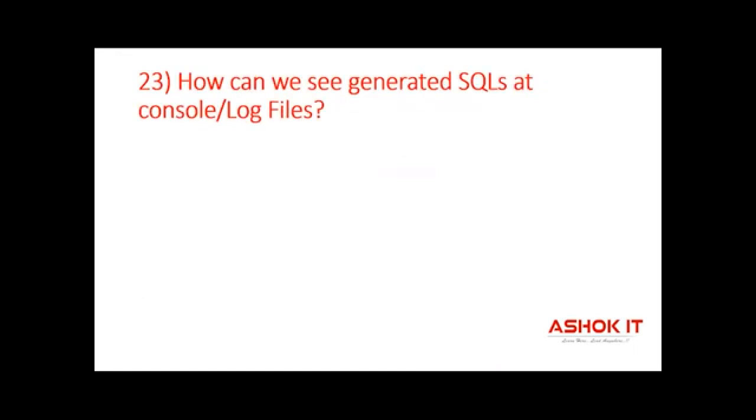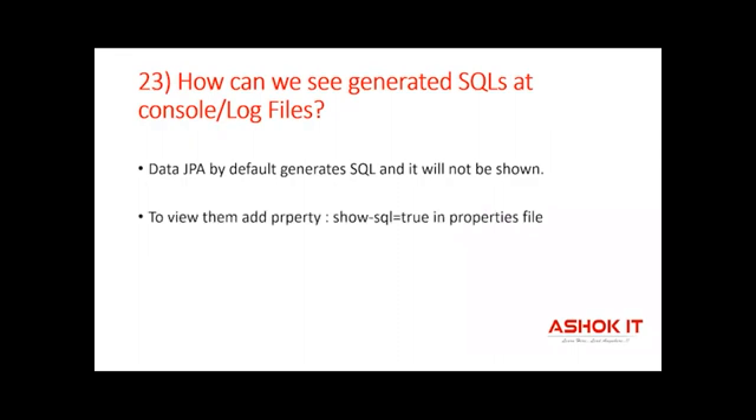How can we see generated SQLs at the console or log file? You want to see SQL queries. By default, JPA will never display generated SQL. It will generate the query, but it will not display it, because there is a property show_sql. We need to make it true. The full key will be spring.jpa.show-sql equals true. Of course, you can use underscore also. The default value is false and we need to make it true.